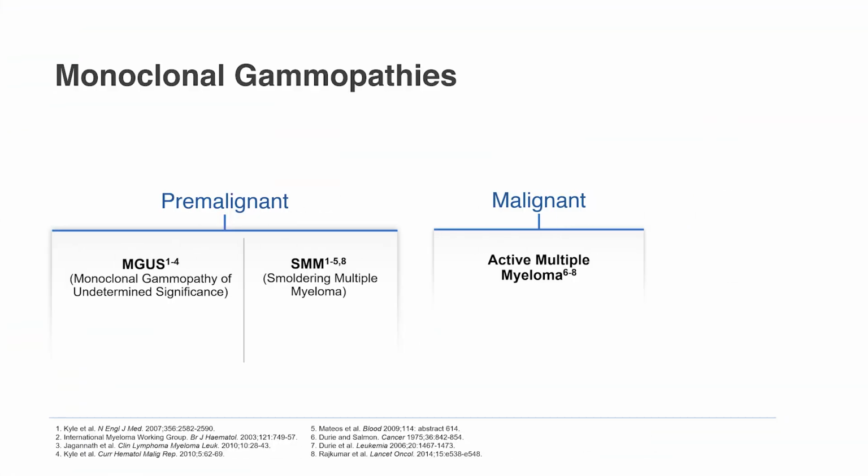That spectrum becomes really important to understand the differences between them, because the major difference between smoldering myeloma and active myeloma is where we tend to treat patients and where patients have the classic manifestations of multiple myeloma. It's important to note that myeloma has changed in its definition over the last decade.